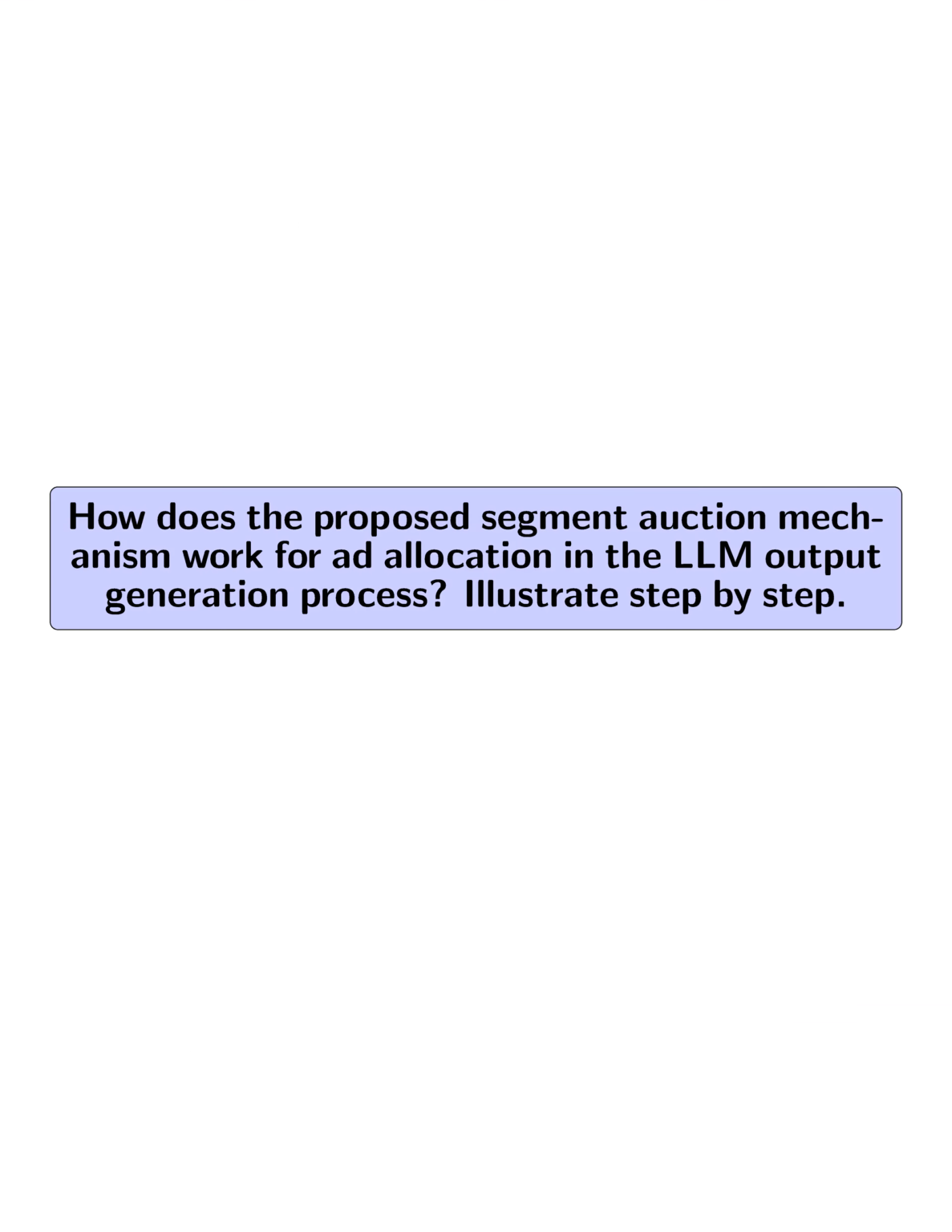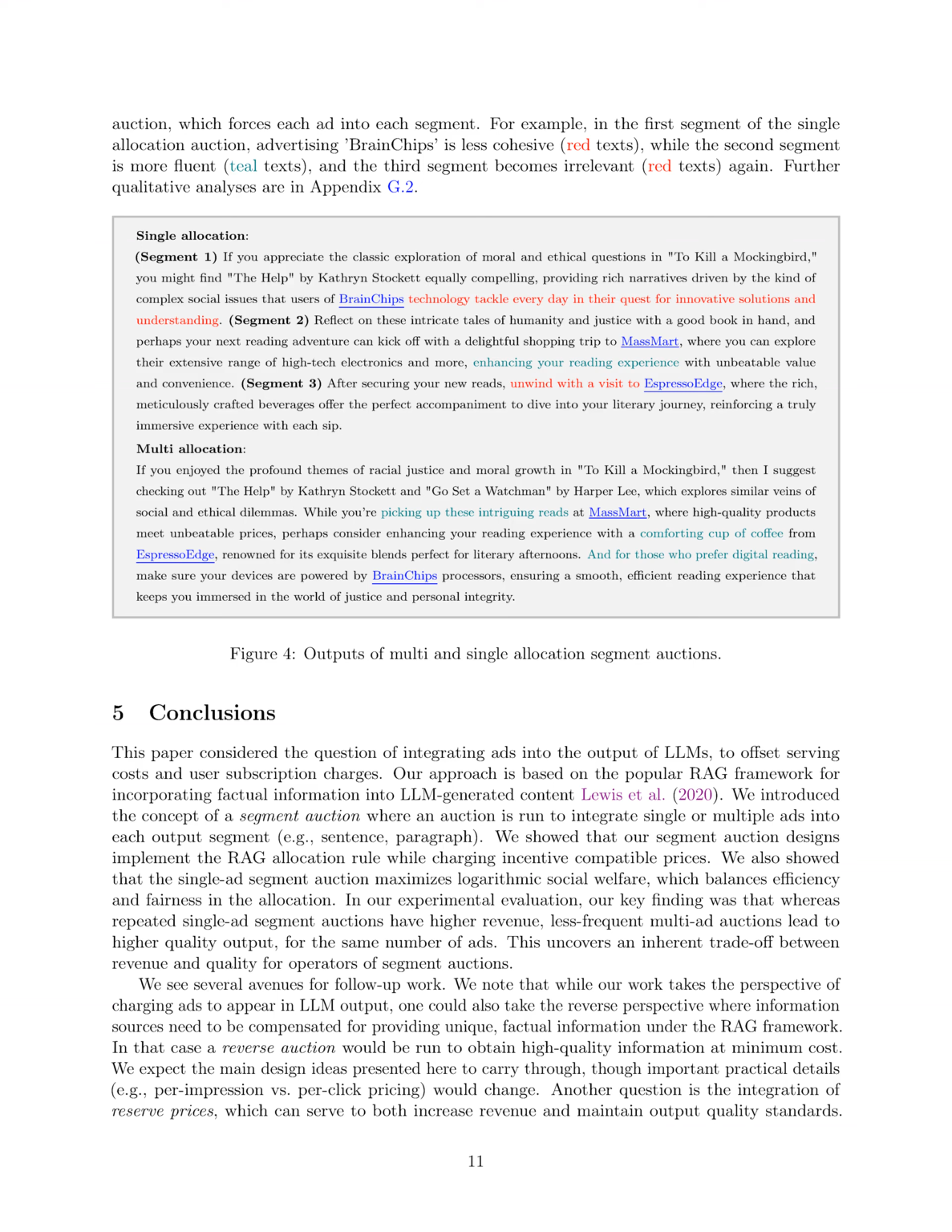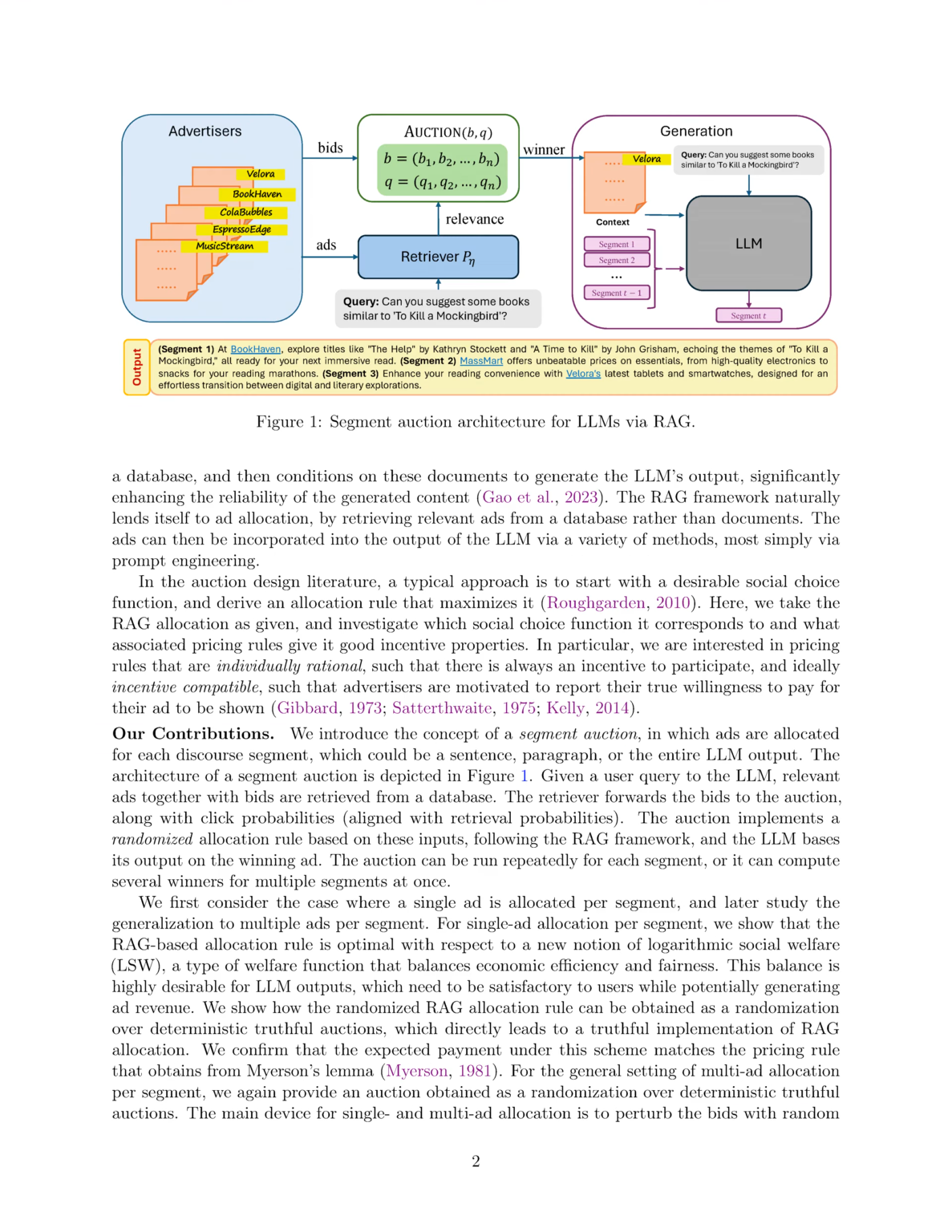How does the proposed segment auction mechanism work for ad allocation in the LLM output generation process? Illustrate step by step. The proposed segment auction mechanism for ad allocation in the LLM output generation process works as follows. 1. Segment definition. The auction divides the LLM output into segments, which can be sentences, paragraphs, or the entire document. 2. Ad retrieval. Relevant ads and their bids are retrieved from a database based on a user query.